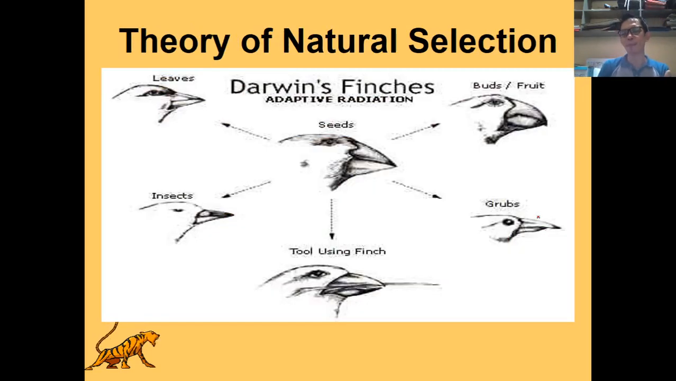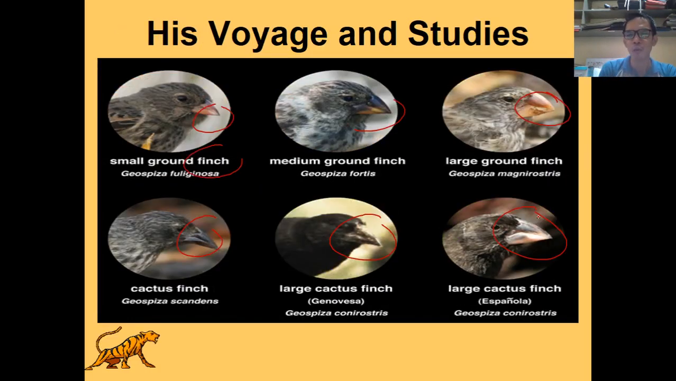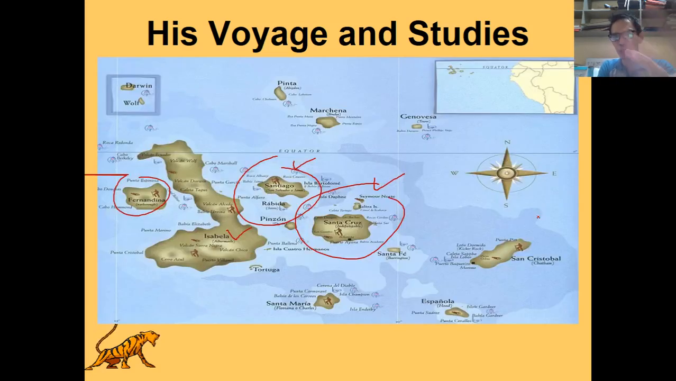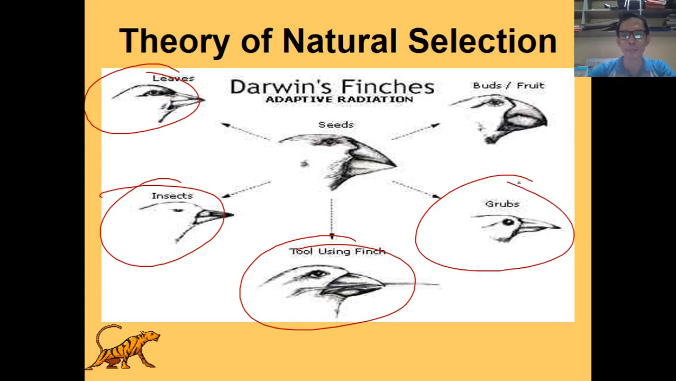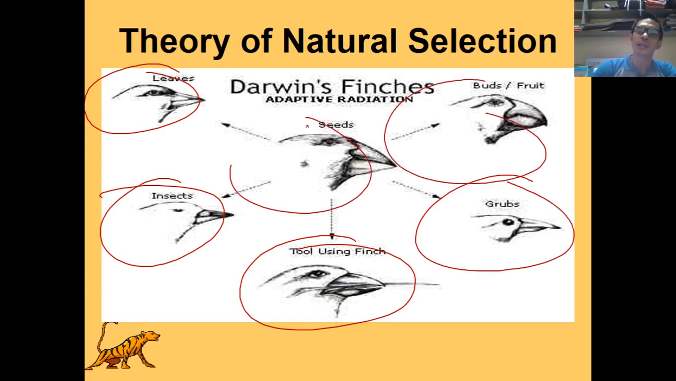Alright, so this is how he came up with this idea. According to him, he hypothesized that these finches had one common ancestor which fed on one kind of food. Then when the environment changed due to the separation of these islands that we have right here, these environmental changes led to the development of another species of that particular kind of animal. So from a seed eater, it gives rise to finches that become an insect eater, tool using finch, grubs, and so on and so forth.